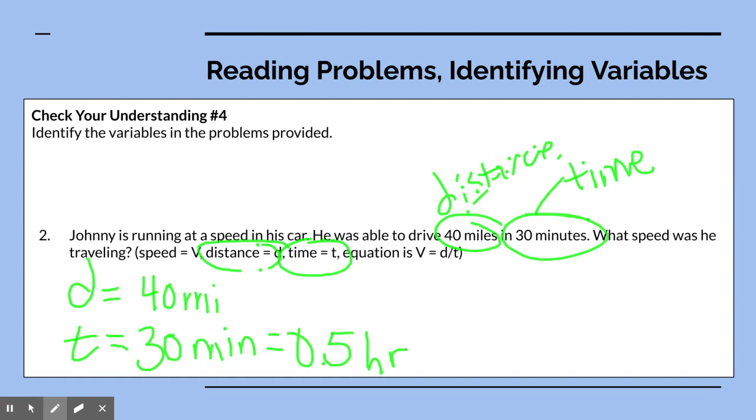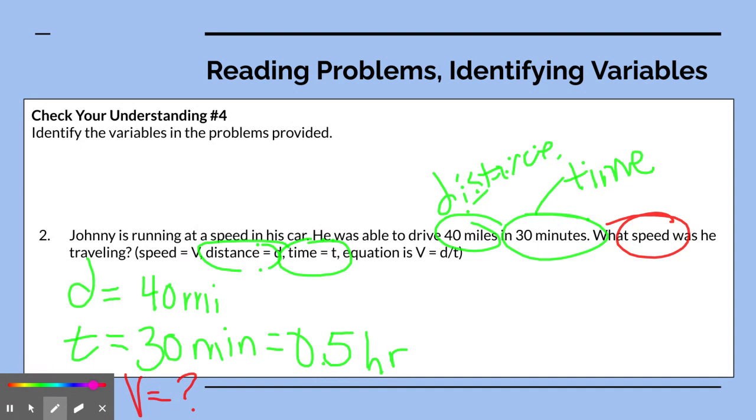What else is here? What are we solving for? What don't we have? What we're solving for is speed. It's asking what speed was he traveling? We do not have v. That's what's missing here. We've got to solve for v. Well, that's fine and dandy. We've now identified all of our variables.